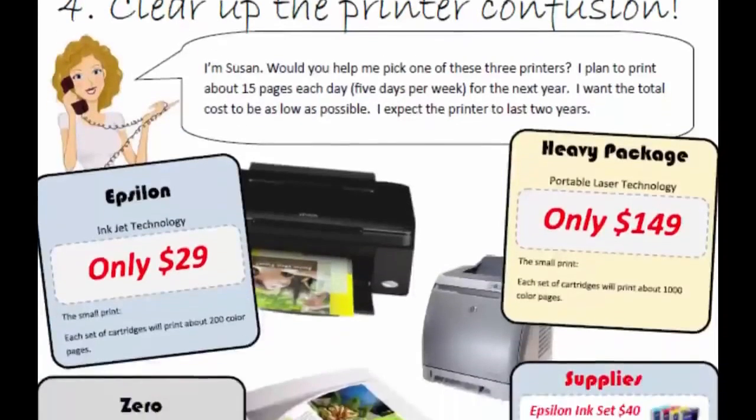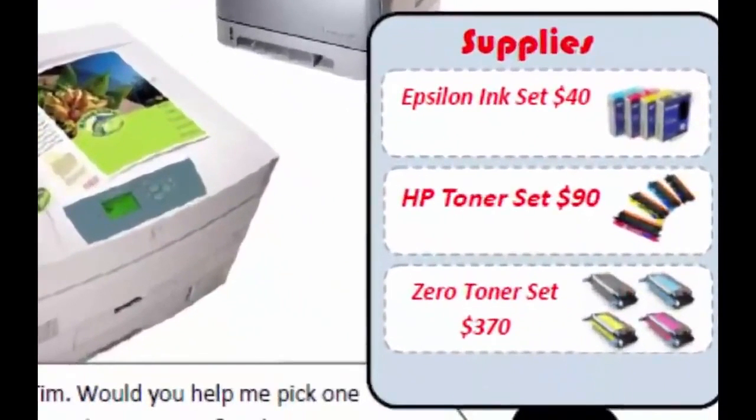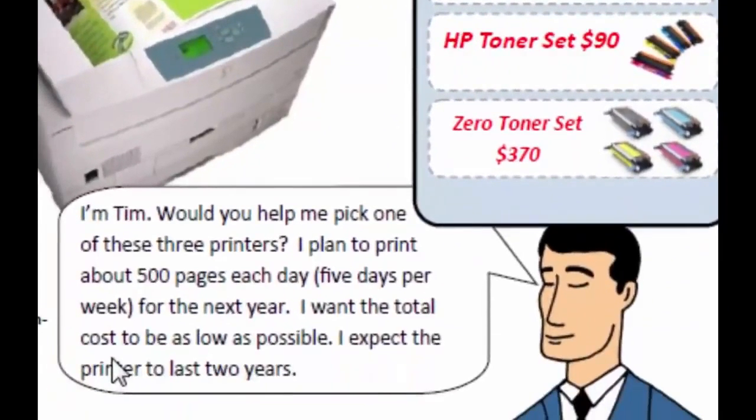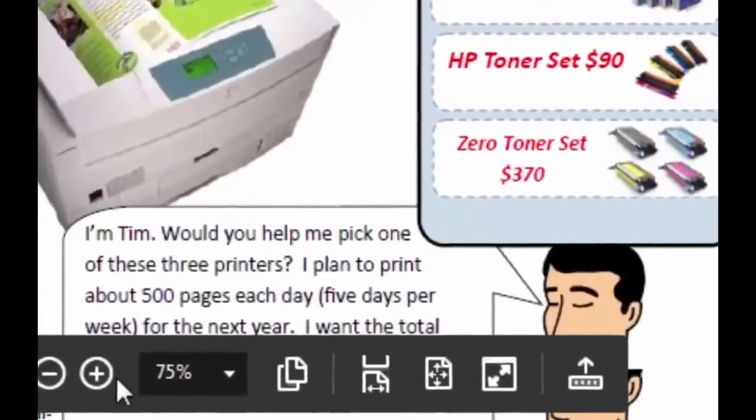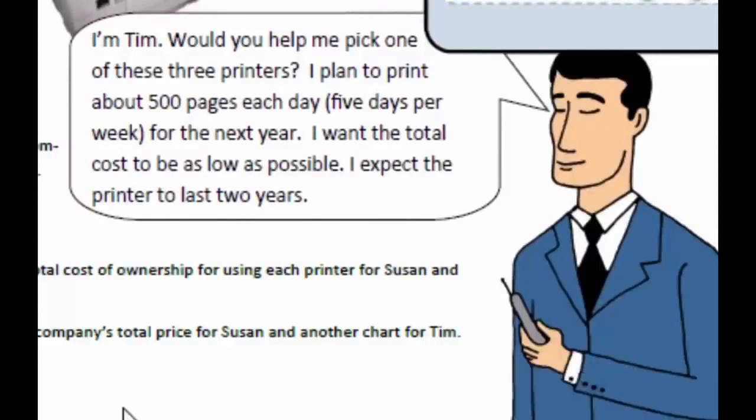You'll see that the Epsilon printer is only $29, and so you might think that is the best price at the beginning. Until you look at the supplies, and you'll see that ink is $40 a cartridge, and it will add up quite a bit. Tim, on the other hand, has a different request. He said, "I'm Tim, would you help me pick one of these 3 printers? I plan to print about 500 pages each day." And so his printer will probably be different than Susan's.